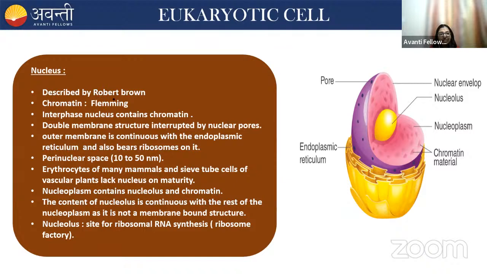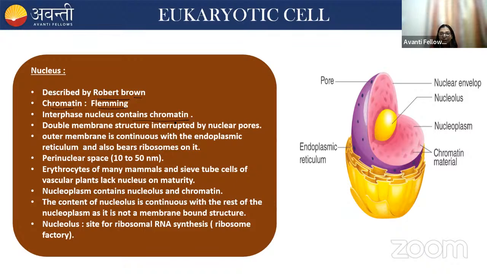The nucleus was first observed or discovered by Robert Brown, chromatin by Fleming, and the interphase nucleus contains chromatin. So when the cell is in interphase, they have chromatin. But when the cell reaches the cell division phase, that is the M phase, this chromatin starts condensing or compacting to form a structure that is known as a chromosome. Now the chromatin has condensed and compacted to form the chromosome during the nuclear division phase or the M phase. And during the interphase, the nucleus contains chromatin.